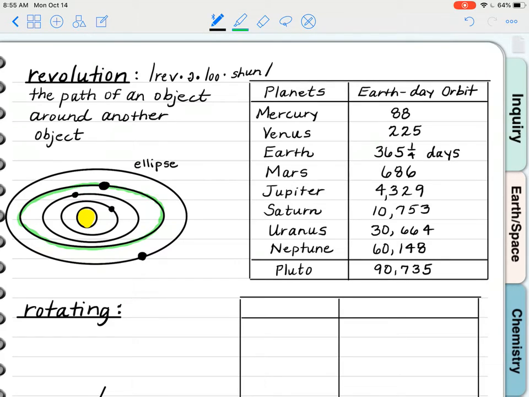Two reasons for this chart. First of all, I do not want you to memorize these numbers. That is not important. I want you to see the trend, though, that as you move out from the sun, that orbit time increases. The ellipse gets bigger as you move out into the solar system. And we're basing this on Earth days. So that does not mean that a day on one of these planets is 24 hours. We are just measuring in terms that we understand.